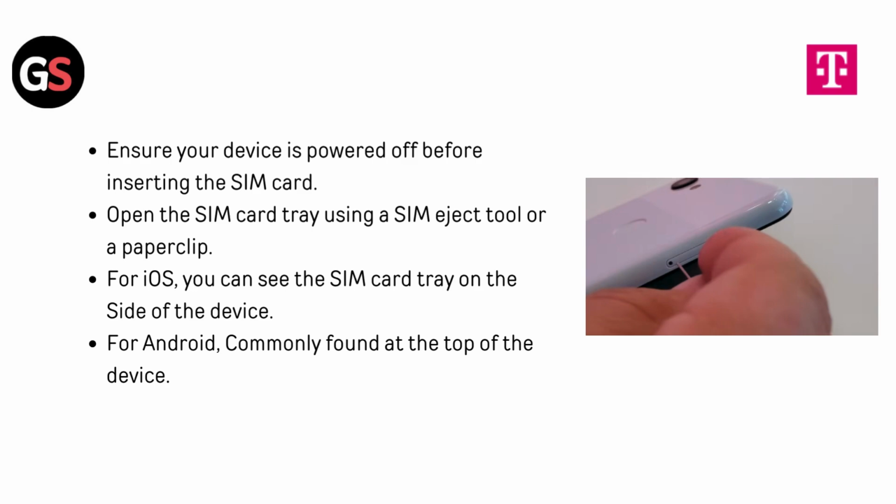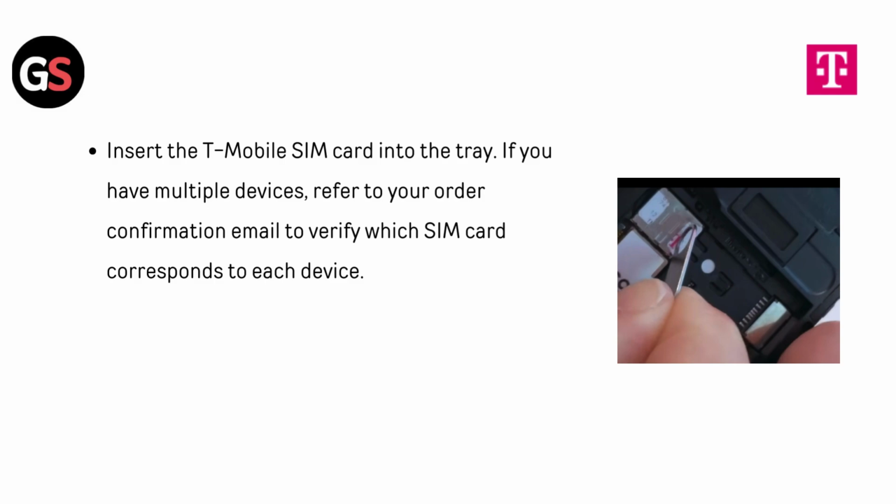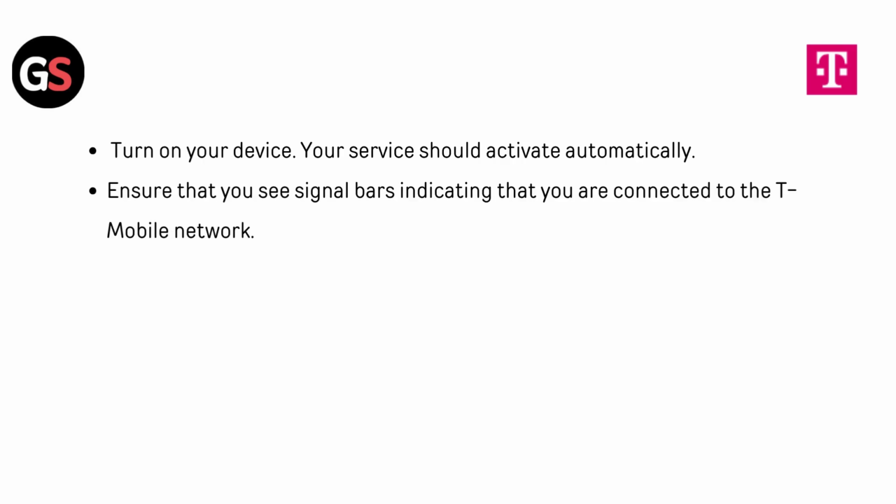For iOS, you can see the SIM card tray on the side of the device. For Android, it is commonly found at the top of the device. Insert the T-Mobile SIM card into the tray. If you have multiple devices, refer to your order confirmation email to verify which SIM card corresponds to each device. Turn on your device.